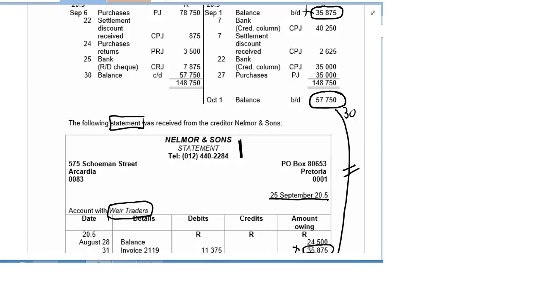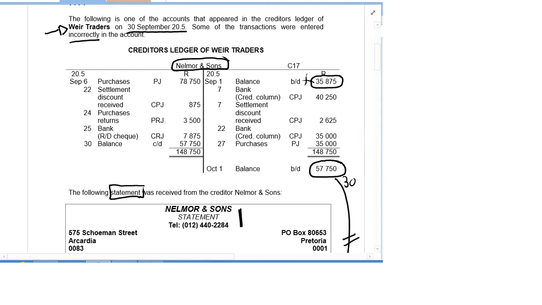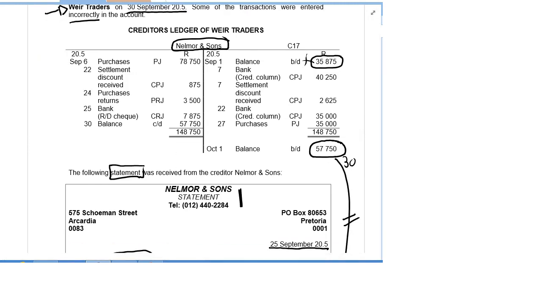35,875. And it's on the correct side. Okay, then we're going to go and look at all the transactions that have already been entered in the creditor's account. We have on the 7th here a transaction that says bank 40,250 posted from the creditors column in the cash payments journal.